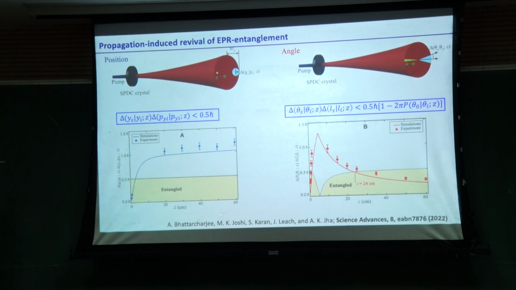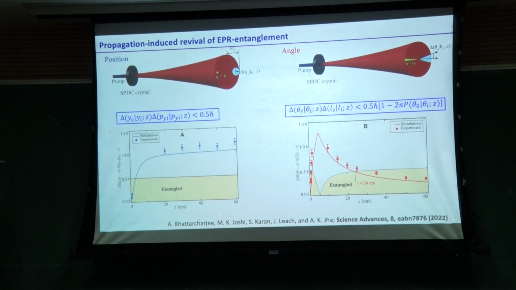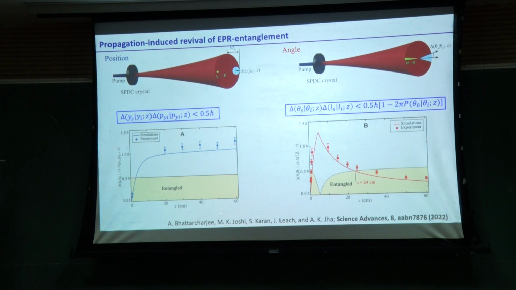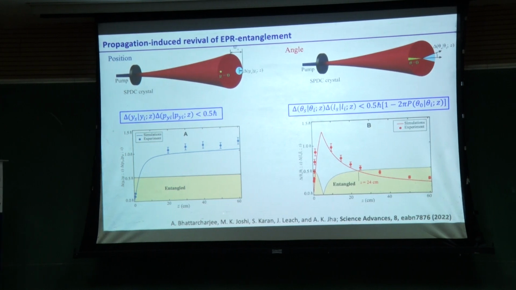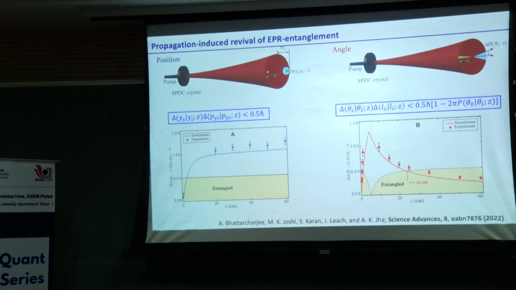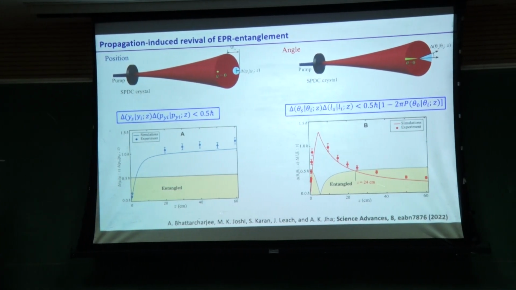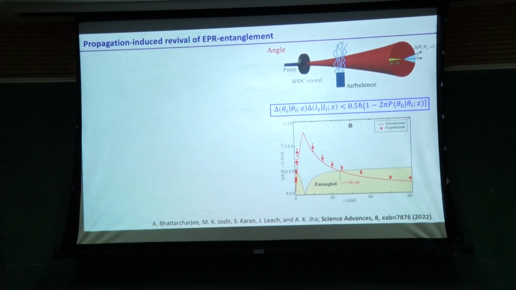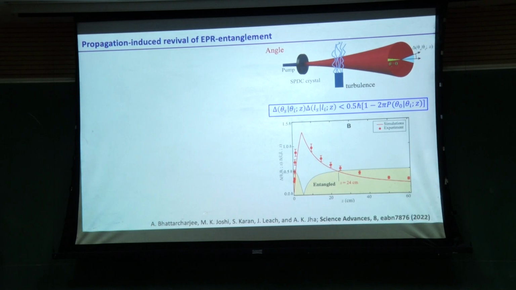So the position and momentum, delta x delta p, looks like this. These are the experimental values. That's what we theoretically expect. So you see the entanglement gets lost and it never comes back. And this is the limit, 0.5 h-bar. If the product is below it, then you say it is entangled. If it is above, then you say it's not entangled. In the case of angle-OAM, you do see that the entanglement gets lost, but it actually does come back. So it revives.